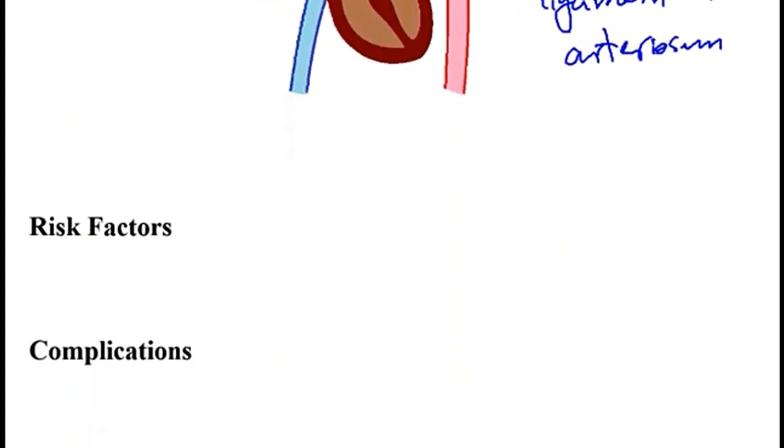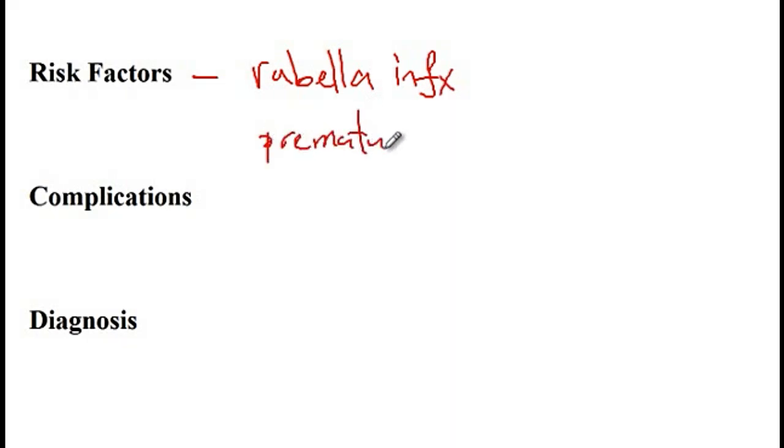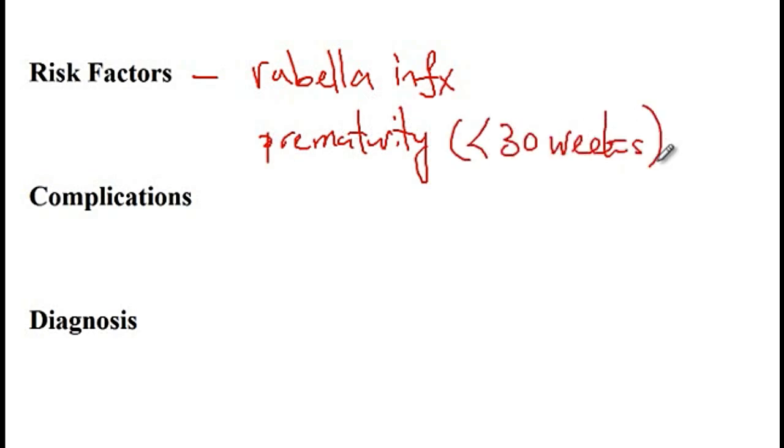So risk factors to the development of patent ductus arteriosus, which means that the ductus arteriosus doesn't close after birth, include the congenital rubella infection, as well as prematurity. Like for instance, giving birth before 30 weeks of gestation. Complications that can arise in these patients include the Eisenmenger's syndrome.